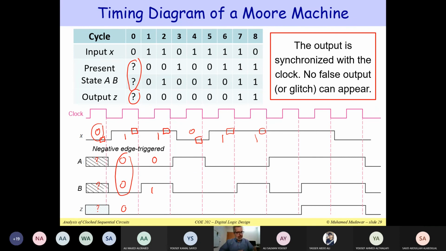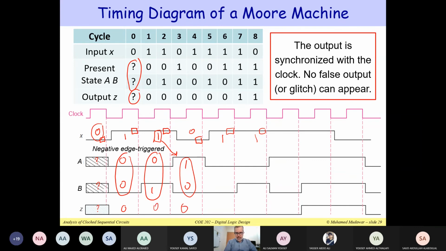So the flip-flops and the state are synchronized with the clock. Then if you apply another one, it will be 1, 0. So if you are in state 0, 1 and the input x is equal to 1, this will take you to state 1, 0. You can see that here, etc. So notice that here the outputs are zeros.